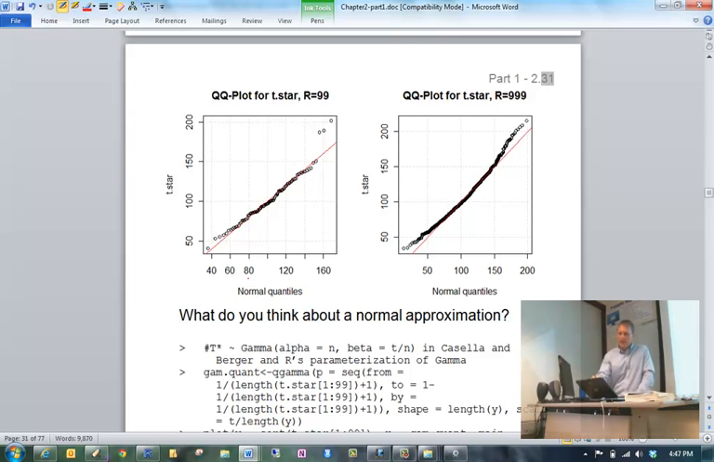It's not too bad, except for right here. Again, to judge a normal distribution with a sample size of 99 can be kind of tricky at times. But look what happens if I have 999. Now you see where that deviation occurs in the tails. And you see more deviation in the right tail. Why do you think that happens? It's the actual distribution for t star. Gamma. Right skewed. Yeah, that's why.